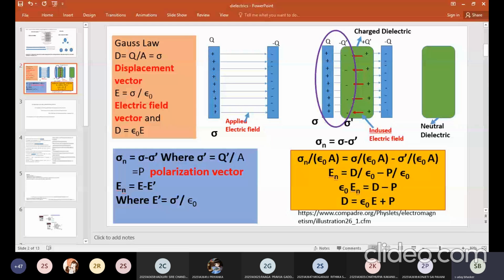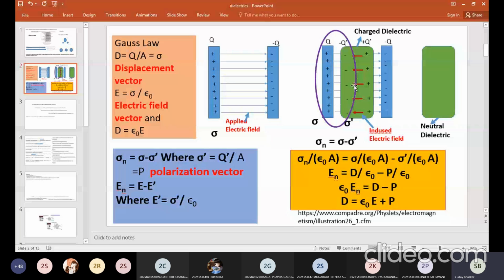Now these are the charges that you applied on the plates, so this is the applied electric field. Because of the applied electric field, some charges are induced, and because of these charges there is an induced electric field. The beauty is that the induced electric field is opposite to the applied electric field. That means the induced electric field opposes the applied electric field, because of which the net electric field inside the material gets decreased.